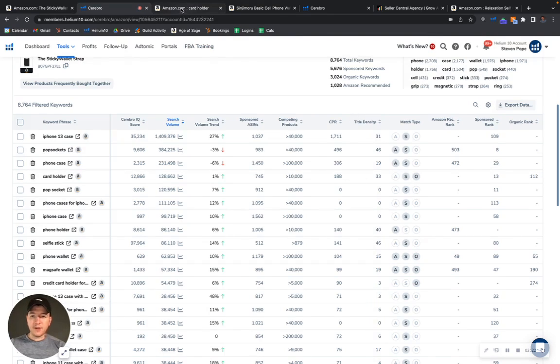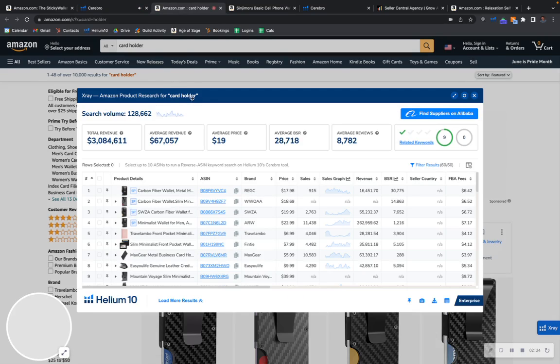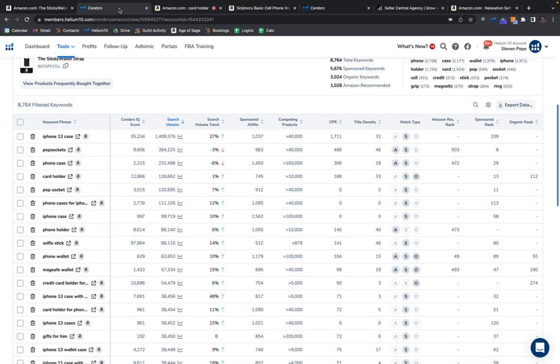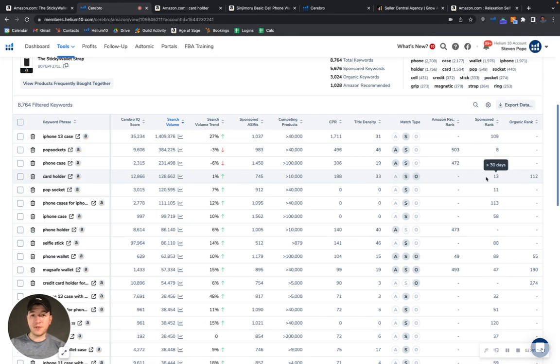But if you go over here, just this keyword alone, card holder, has a volume of over 128,000 people, $3 million up for grabs within the next 30 days on Amazon, right? So you can imagine how much bigger a piece of this pie you could be getting if you're ranking organically for this keyword. You don't have to advertise for it as much, and you'd be getting a lot more from it.